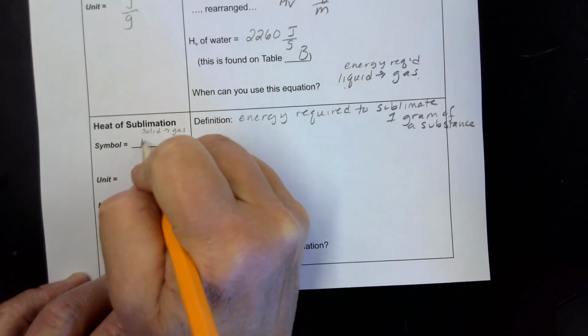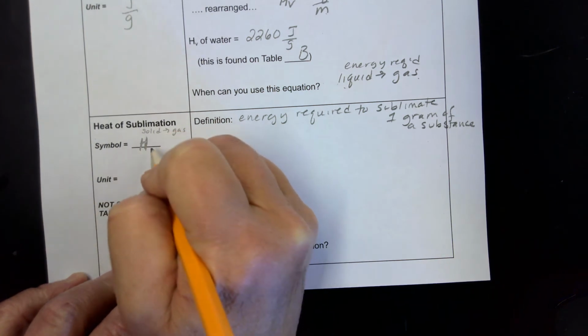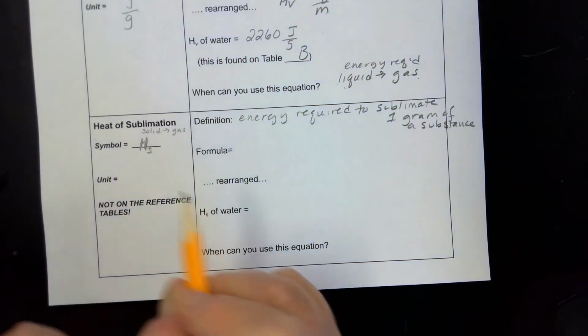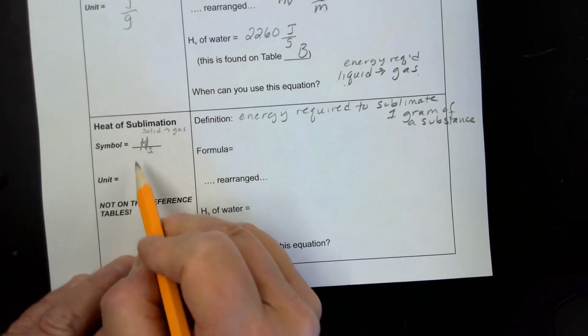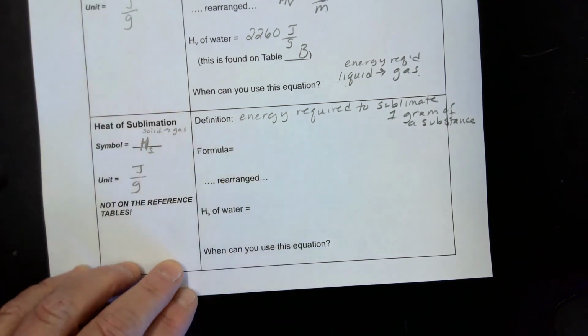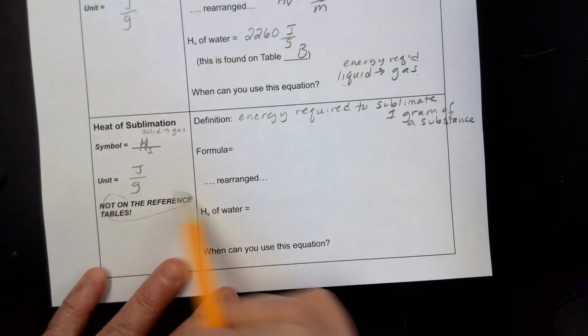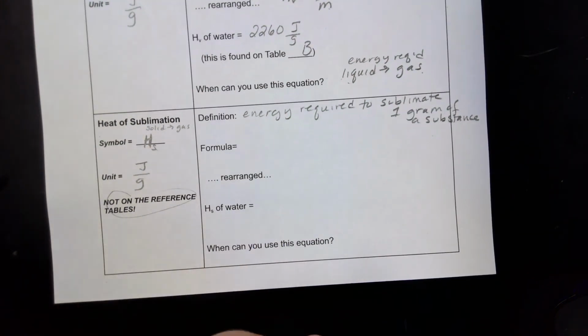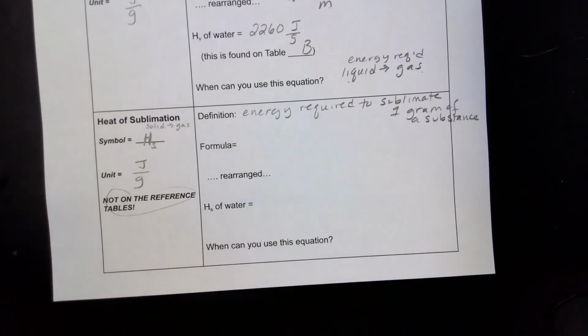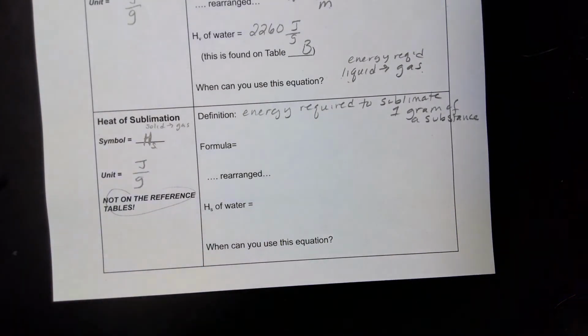The symbol here would be H, capital H, with a subscript of S. So the heat of sublimation. The unit again would be joules per gram, right? It's the same concept, it's just a different phase change. This one's not on the reference tables, but it's similar enough that it shouldn't be too much of a stretch for you to figure it out.